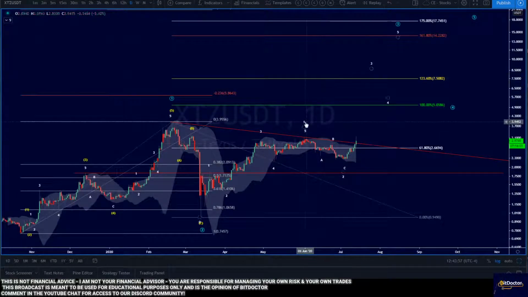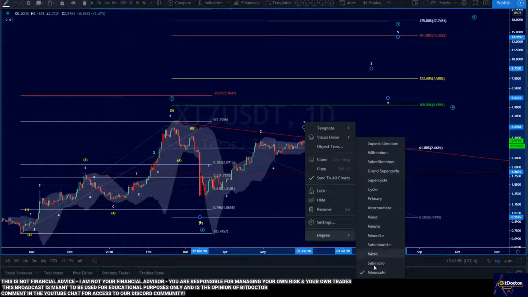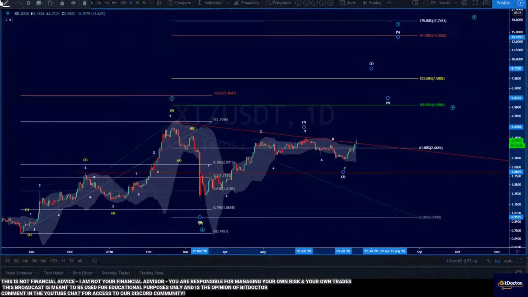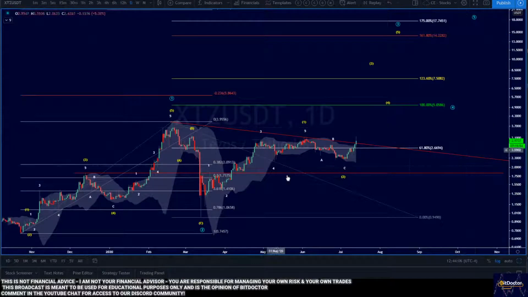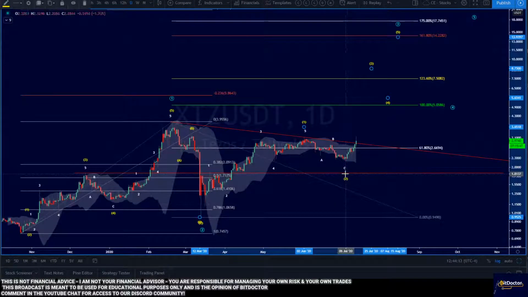Okay, and let's just fix this guy right here. We're going to give him a little bit of a higher degree. This may seem like a lot of work to you guys, but this is just fun for me. Okay, so we've got 1, 2, 3, 4, 5 up into the 1, A, B, C into the 2. We should be seeing some accelerated buying to get into our 3rd wave.